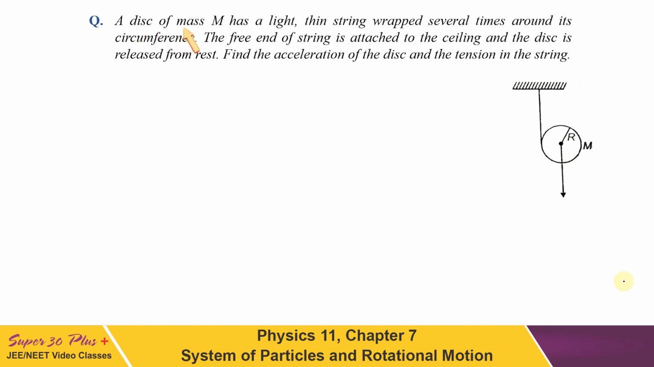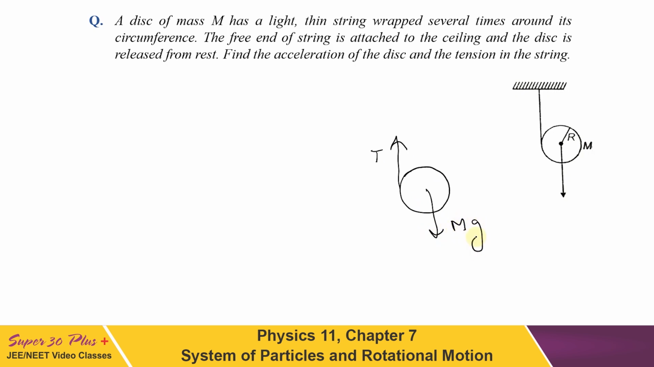A disk of mass m has a light thin string wrapped several times around its circumference. The free end of the string is attached to the ceiling and the disk is released from rest. We have to calculate acceleration of the disk and tension in the string. This is again similar to the first one, so directly we can draw the FBD for the situation. Forces are tension here and then mg.